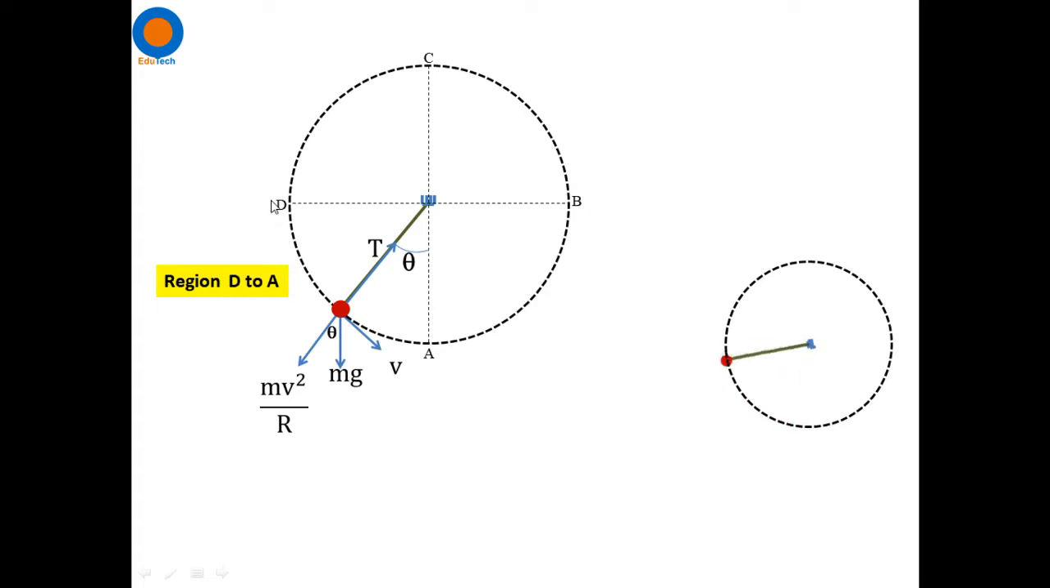Now the discussion in the D to A region. It is again in the radial direction. What are the forces? T, mv square by r, and mg cos theta. Here tension T is being balanced by mv square by r plus mg cos theta.